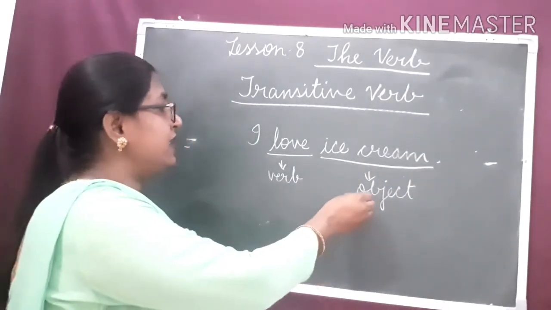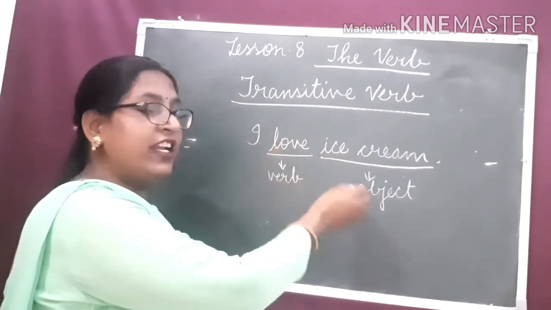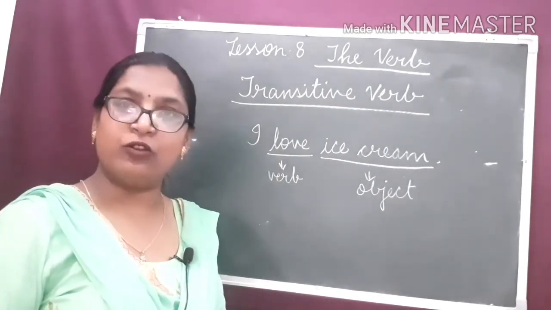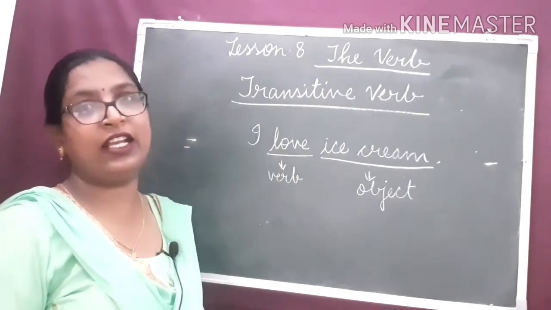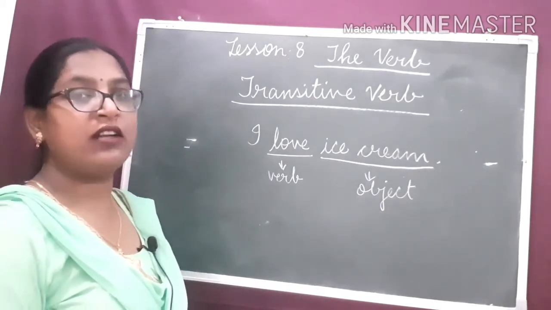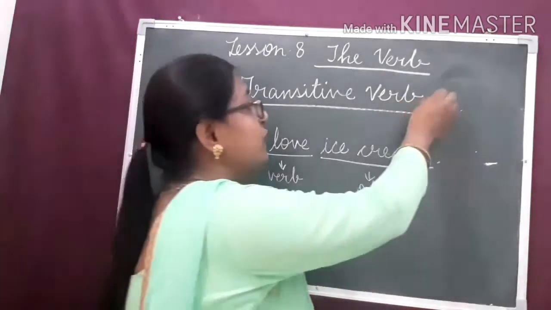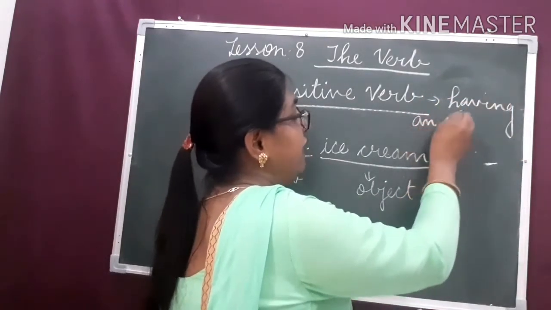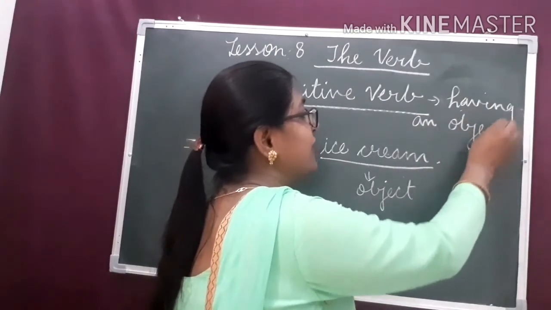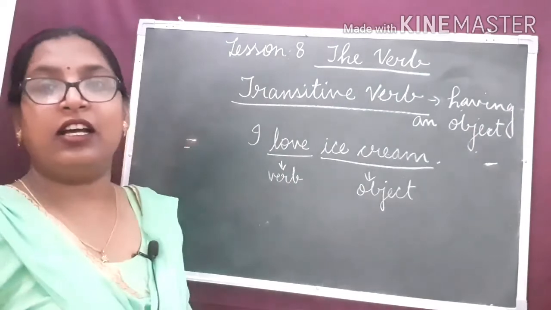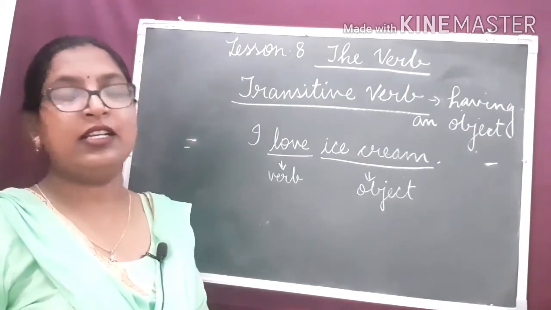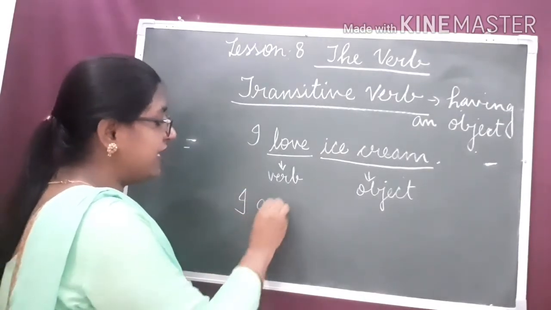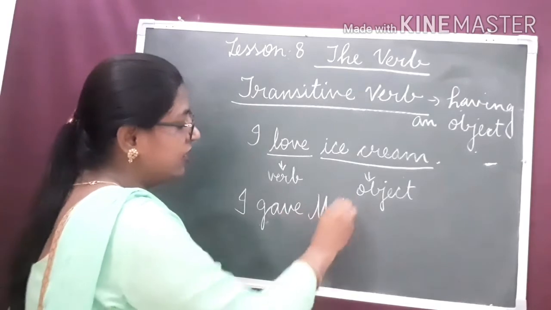As this verb is having an object, we say the verb is a transitive verb. The verbs which are having an object are called transitive verbs. So, transitive verb means it is having an object. Object is a word which completes the meaning of a verb in a sentence. Now, in the second example, I gave Meeta a book.